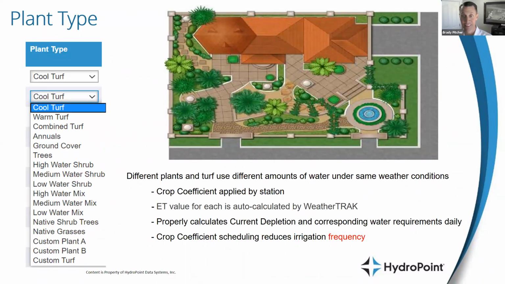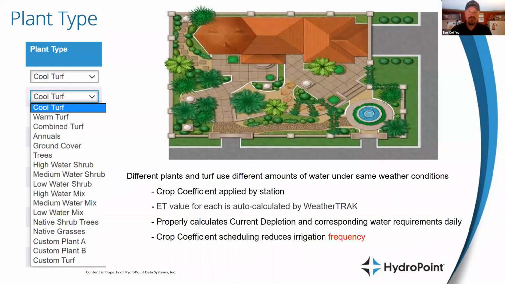So the next thing that deals specifically with frequency is plant type. Plant type really is just another way of saying we're assigning a crop coefficient to a station. And that's something I like about what WeatherTrack does, is it assigns it by station. So when you say, for example, that I have cool season turf in this zone, it's applying a crop coefficient, and that crop coefficient will then push out the frequency of how often something waters.